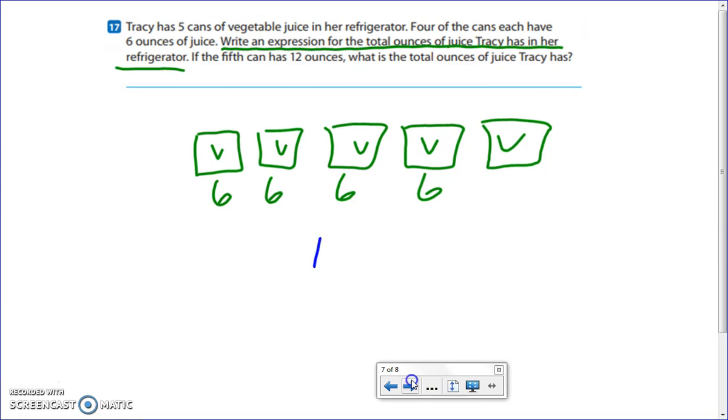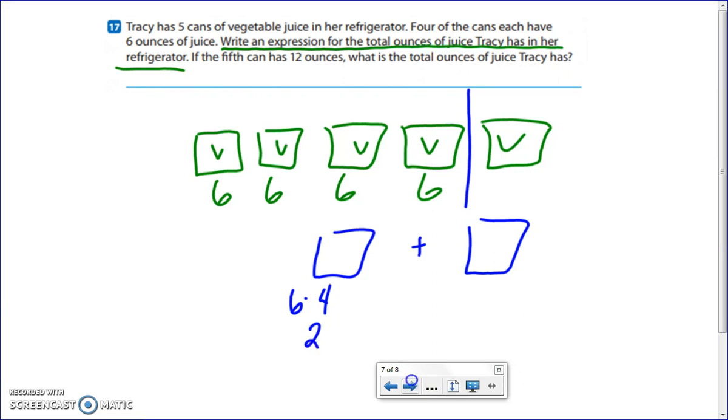So again, we would have our 2 models, and we would have a sum in between, and the left-hand side of our models would represent what we do know, 6 plus 6 plus 6 plus 6, otherwise known as 4 times 6, or 6 times 4. You might even see it just say 24. We're going to find out in a second. The last part, though, we don't know. We're going to call it V because we're talking about vegetable juice. So that represents the unknown portion, just V. So altogether we have 24 and V, and the expression could be 24 plus V.